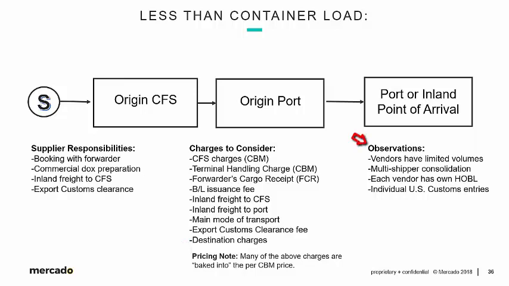A couple of quick observations before moving on. We've said this a bunch of times. LCL is used when vendors have limited volumes of cargo. They just can't fill a container themselves. These boxes, these groupage containers, have multiple shippers in them. It's not just the freight of one supplier. As such, each vendor, each supplier, is issued its own house ocean bill of lading, and every BCO that has freight in a groupage box has to do their own individual U.S. Customs entry. LCL containers are not cleared all at once under a single importer of record.